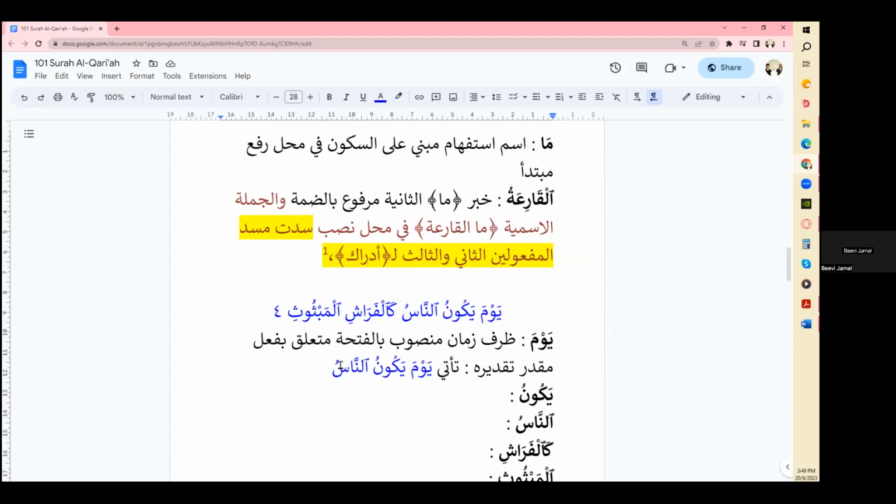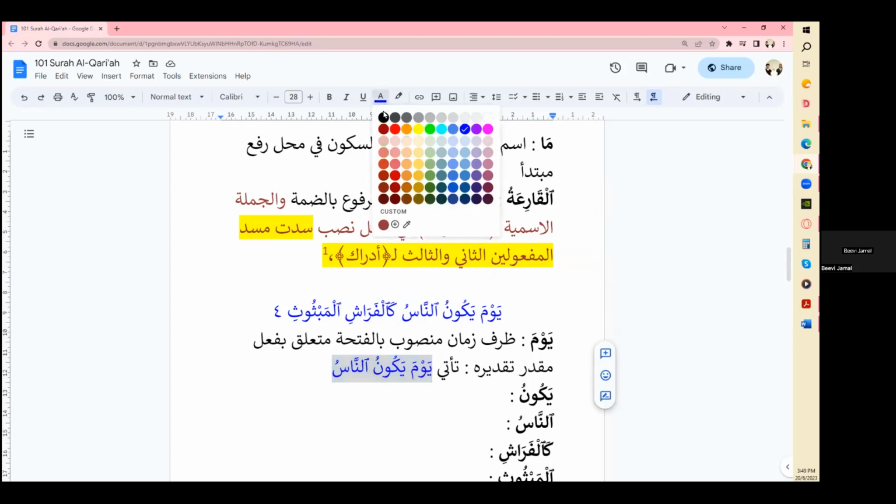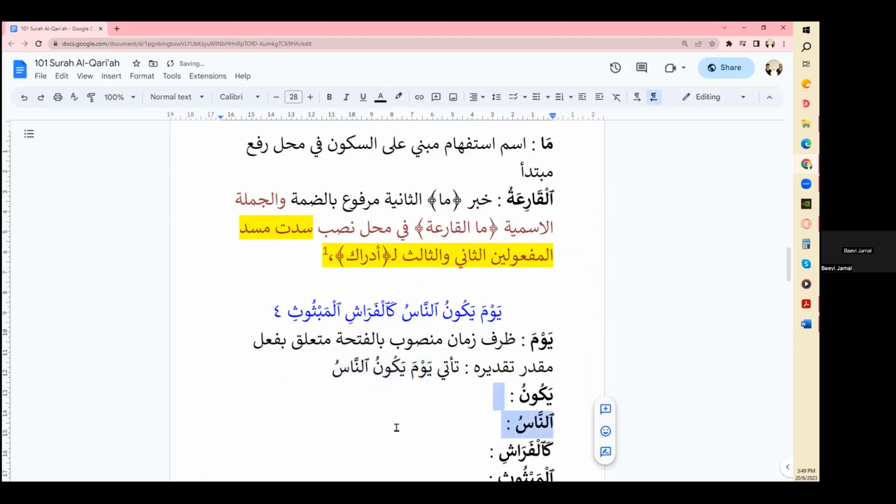No, we won't go there. There's no need to make that, because we already said it's a zarf, so we don't have to mention it, it's a muta'alliq only. We don't want to go there. But it doesn't have a mudaf ilayh.